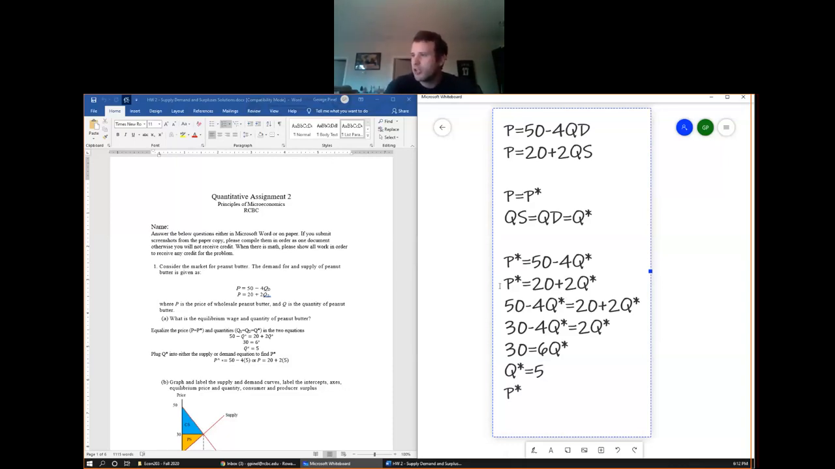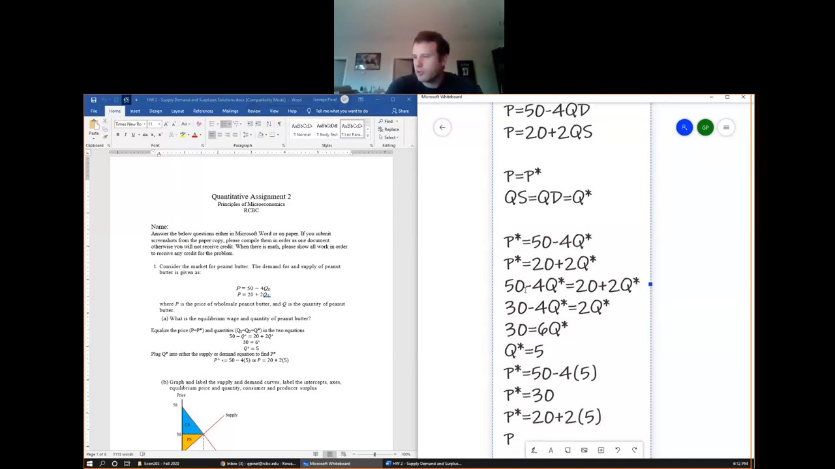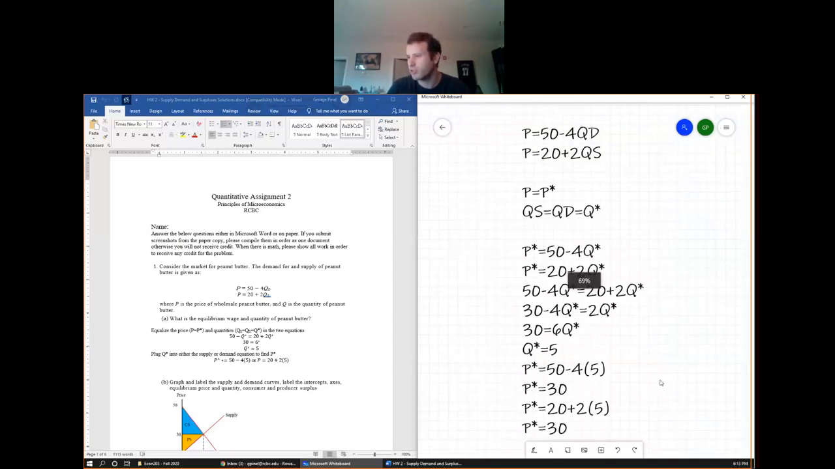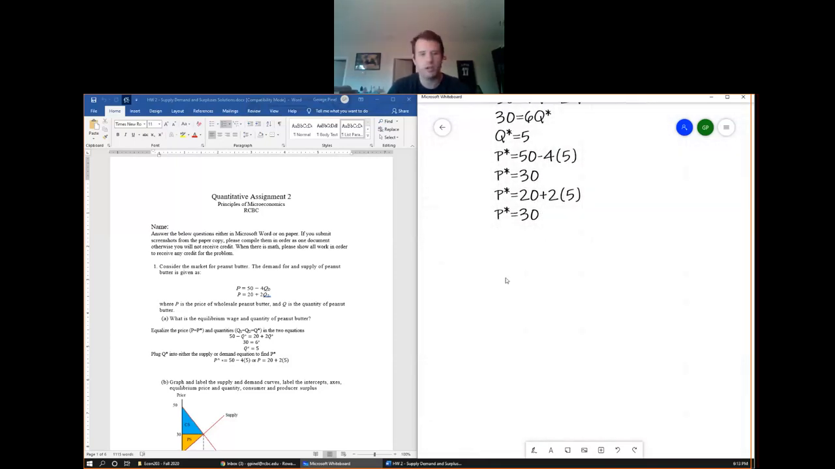So P star is equal to 50 minus 4 times, and now I'm plugging in 5 for Q star. So P star is equal to 50 minus 20, which is 30. And then let's just check it. P star is equal to 20 plus 2, plugging in Q star of 5. And you should get P star equals 30. So in both cases, my P star is 30. So you know that I have an equilibrium price.